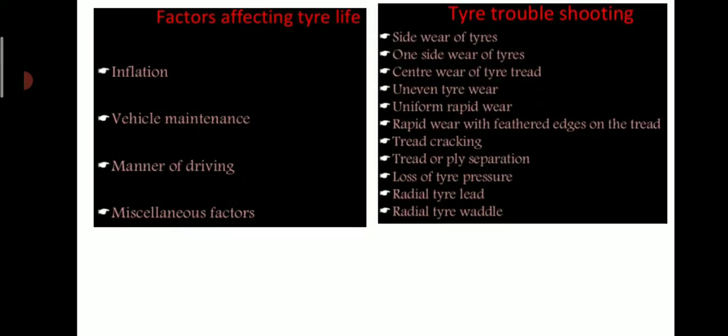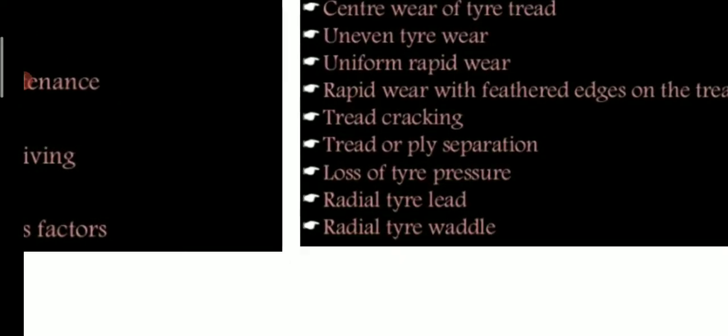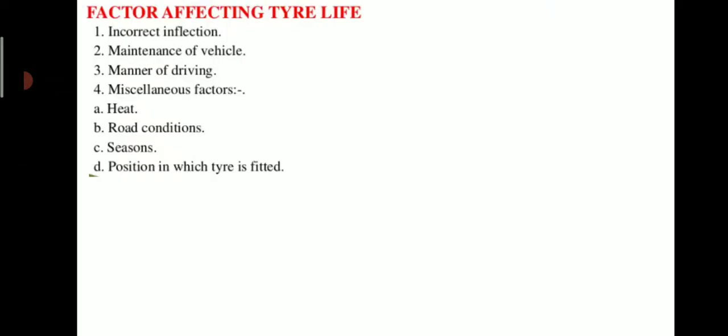And tire troubleshooting includes side wear of the tire, one side wear of the tire, central wear of the tire, uneven tire wear, uniform rapid wear with feathered edges on the tread, cracking, tread or ply separation, loss of tire pressure, radial tire load, and radial tire waddle. So these are some of the things. Factors affecting tire life are incorrect inflation, which we already saw, heat, road condition, season, and manner of driving. These important factors are mentioned here again.